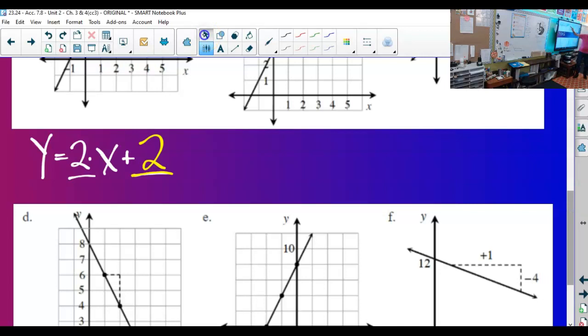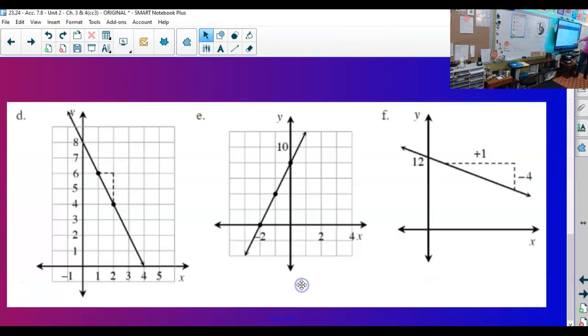Do we move on to the back when we're done? Absolutely. Because if you get done, you can work on homework.